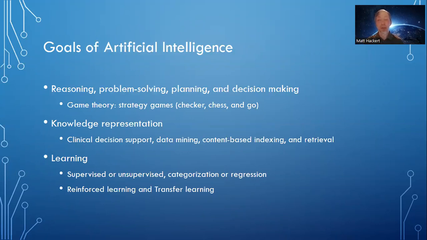and goals are also kind of some of the traits that we would expect to observe from a quote intelligent system. So we start with reasoning and problem solving, planning and decision making. So these are skills or traits that we observe in game theory. A lot of work early on was done in playing strategy games. Checkers, chess, Go are very well-known examples.